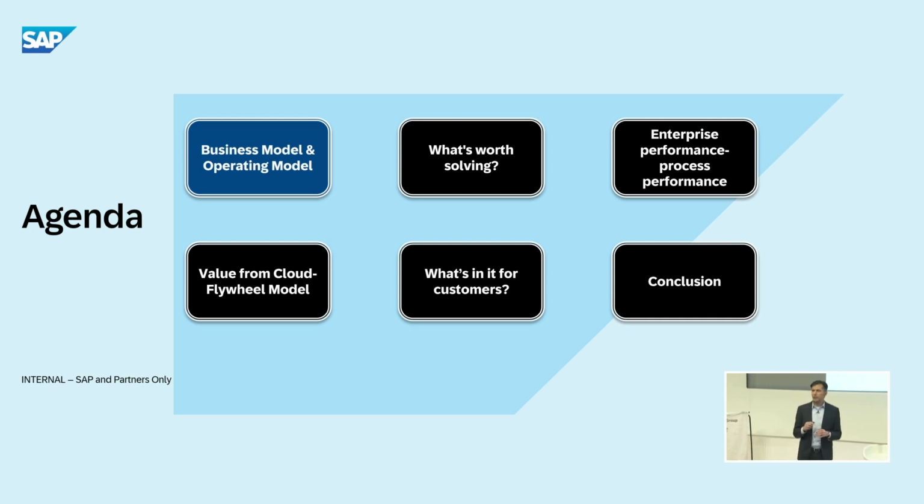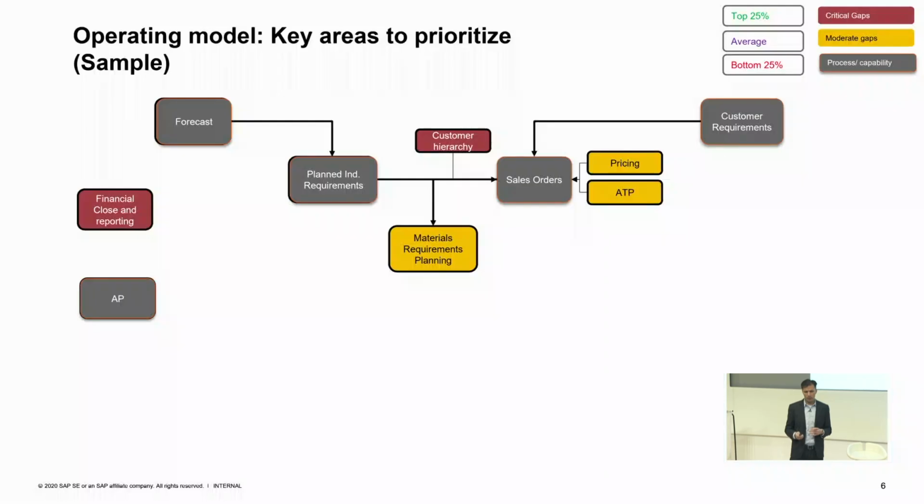Then we come to the value of the transformation itself. We are going to touch upon a flywheel model, which we have created recently. The next is what's in it for you, right? How does that matter to you? If you have a value, what does that mean in terms of process, and how do you measure that value? And then I'm going to conclude. So let's start on the first one.